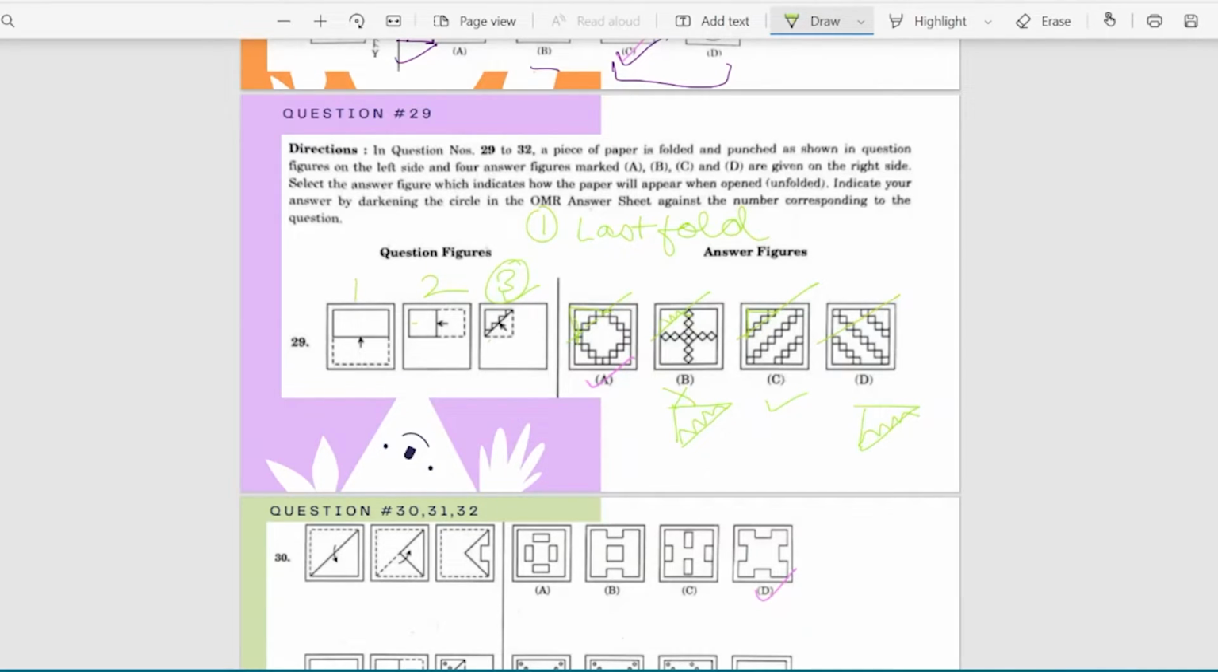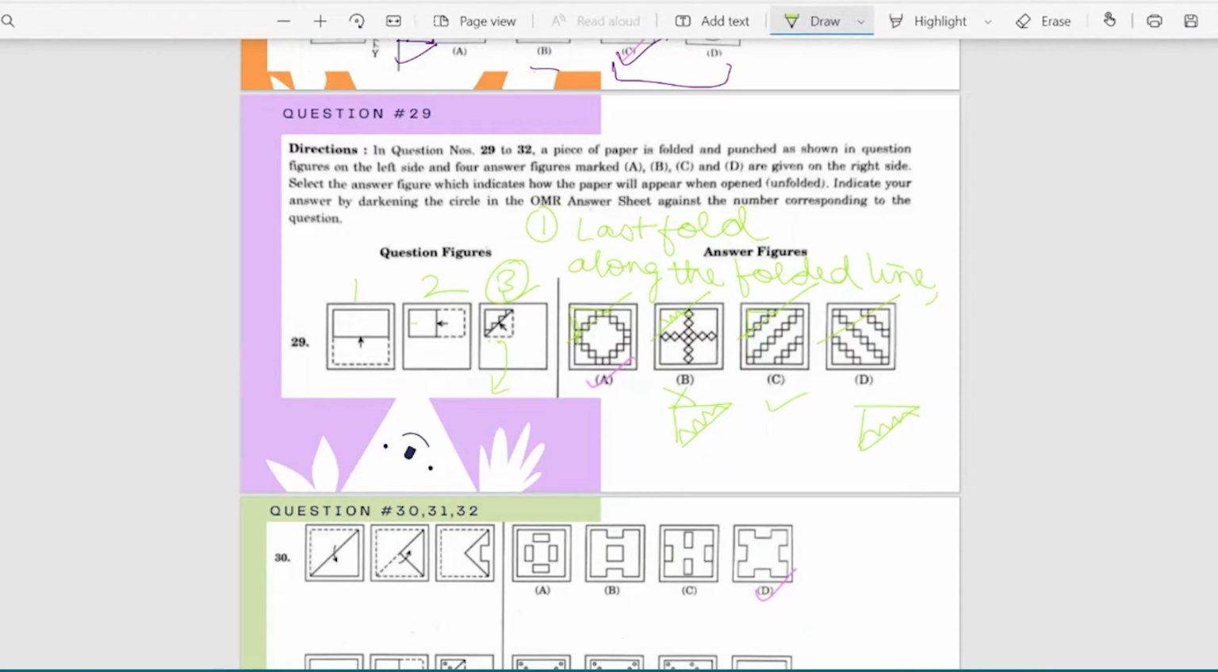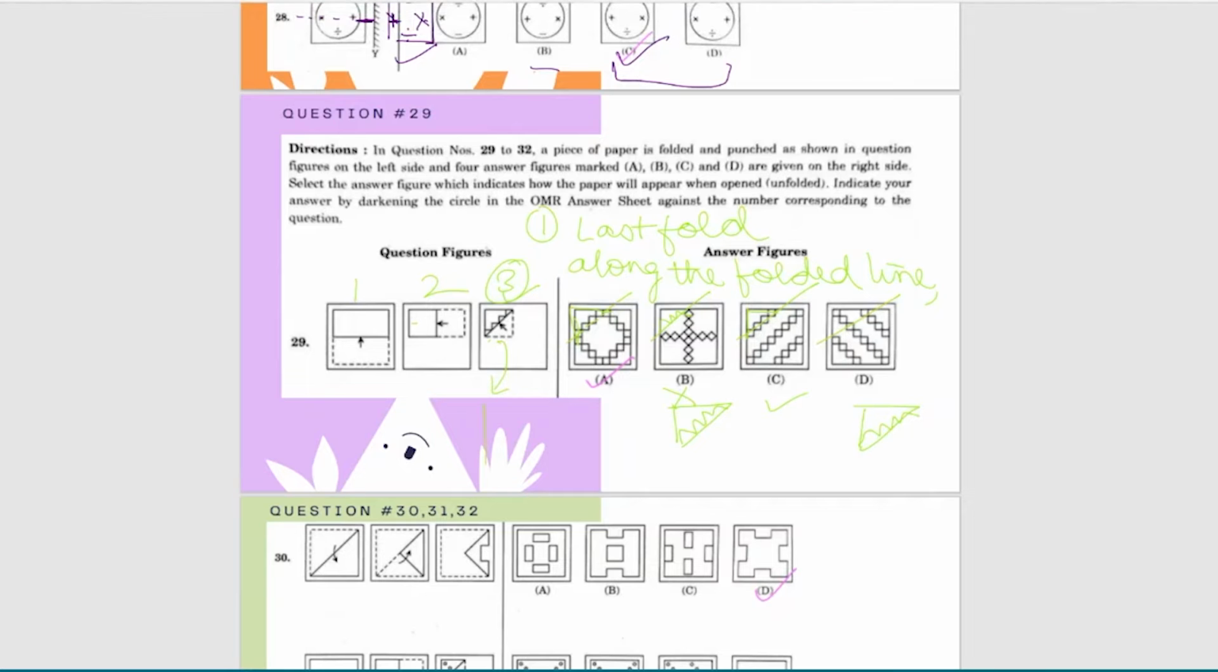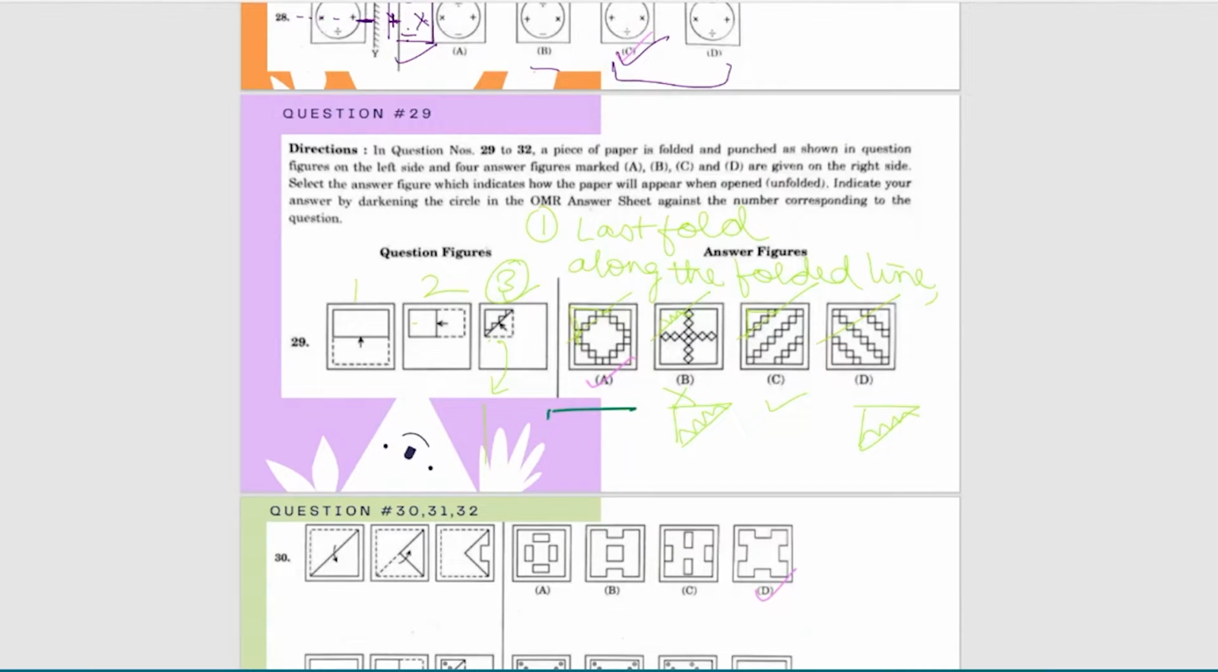Now next what you can do is, along the folded line, we have to draw the mirror image of the folded figure. So basically over here we can draw the mirror image of the folded figure, taking the folded line as a mirror, right? So over here, let us take this, suppose.